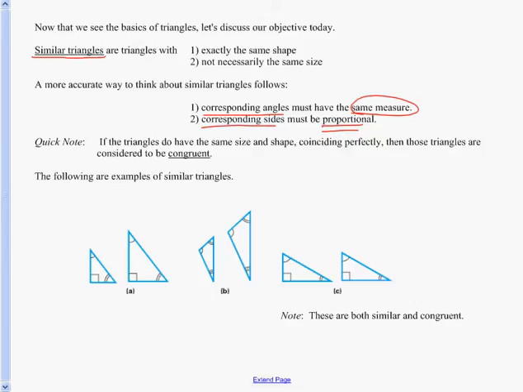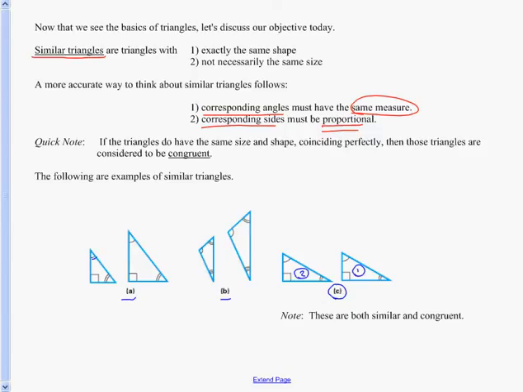Now, if the triangle happens to be the exact same size and the exact same shape, so that they coincide perfectly, that means if I took one triangle and overlaid it on top of the other triangle, you would just see one triangle, then those triangles are considered to be congruent. If you look at example C, we do have one example where they are both similar and congruent. If I picked up this triangle, triangle 1, and laid it on top of triangle 2, they would match perfectly. Now, examples A and B are examples of similar triangles, and they are not congruent.